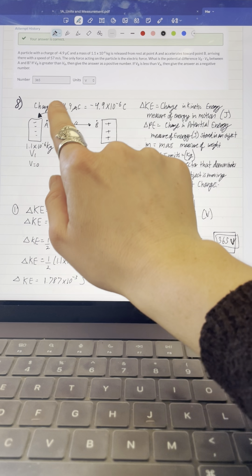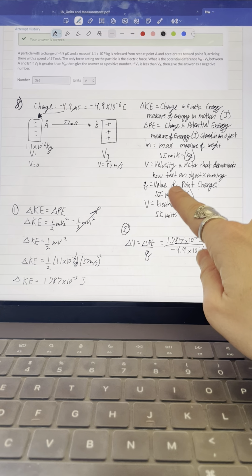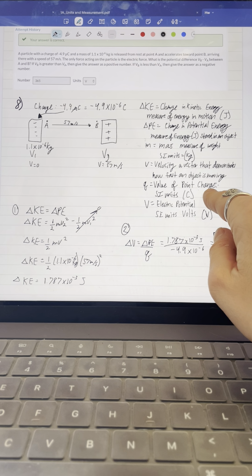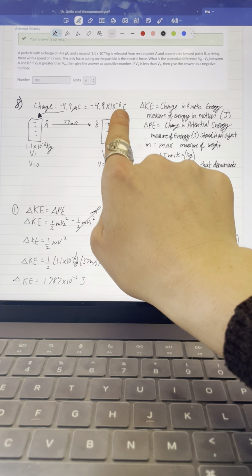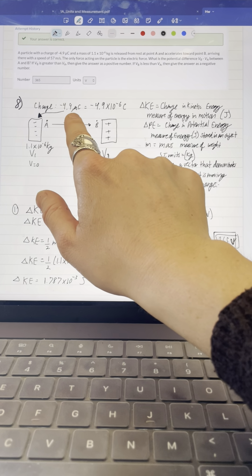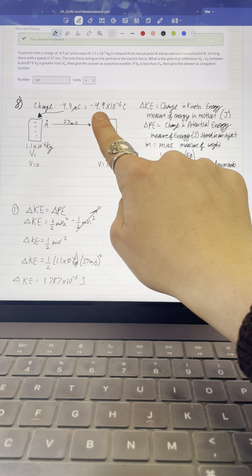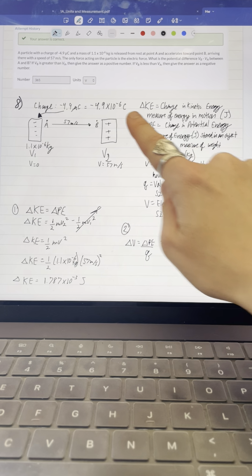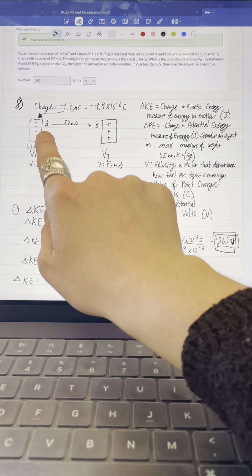I know that I'm given Q, which is the charge. It's the value of the point charge, and its SI unit is coulombs. It's given to me in microcoulombs, so I went ahead and converted it to coulombs to be able to quickly use it later in my equation. So negative 4.9 microcoulombs converts into negative 4.9 times 10 to the negative 6 coulombs. That is my Q, the charge that's here at rest.